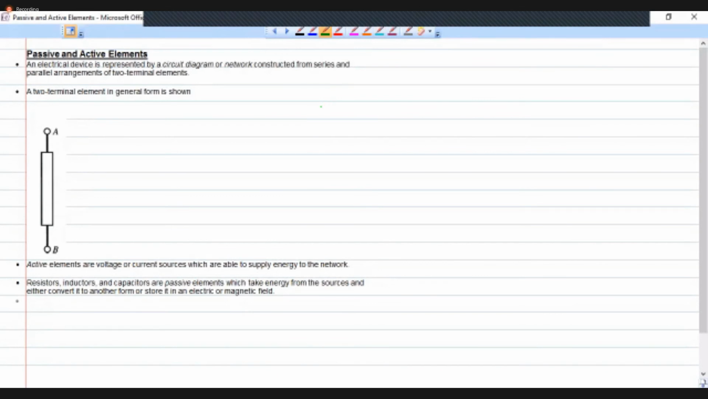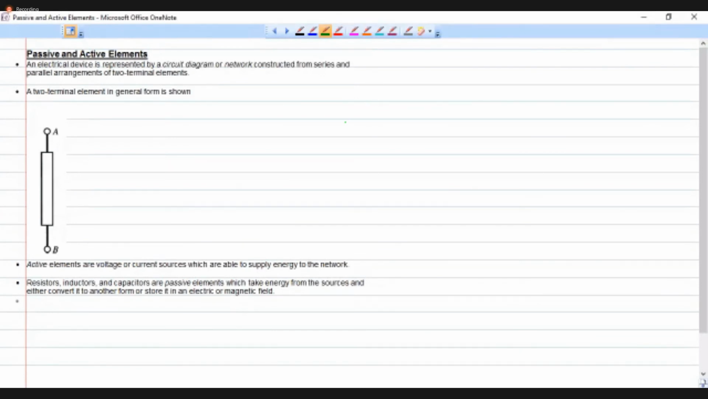So we can say, elements that are capable of increasing the power level of a signal are called active elements. For example, we can call the BJT, the transistor, also an active element because it is capable of boosting the power level. Another example is the battery. Because of the energy stored in the battery, it is capable of boosting the energy level of the signal.